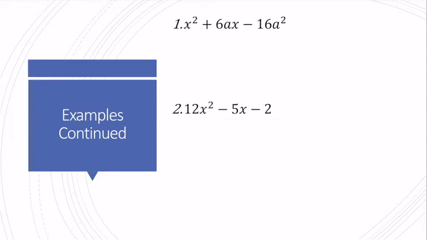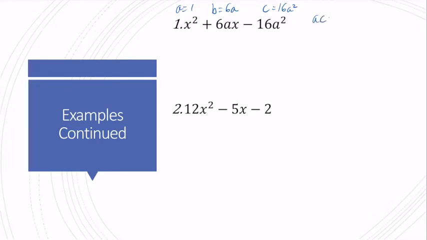Okay, so let's go ahead and factor a couple more trinomials. Remember, I'm trying to find the factors of AC that add up to B. We want to find the factors of AC that add up to B. So A in this case is 1, B in this case is negative 6A, C in this case is 16A squared. So this one's a little bit more complicated. We got more variables going on, but it's okay. We know how to do this.